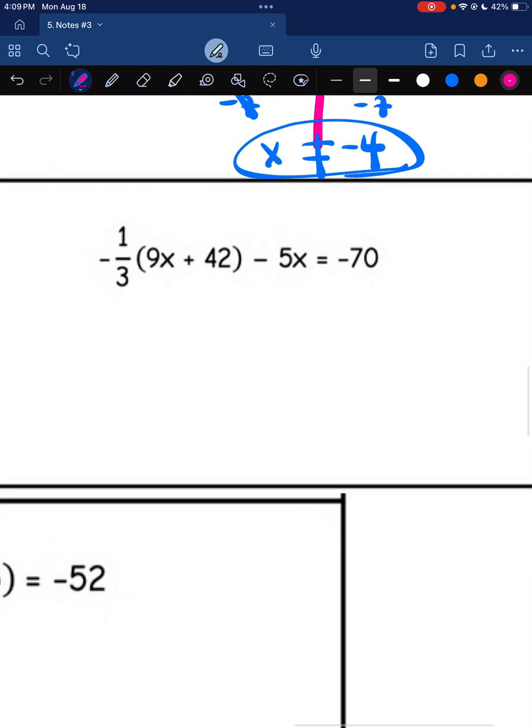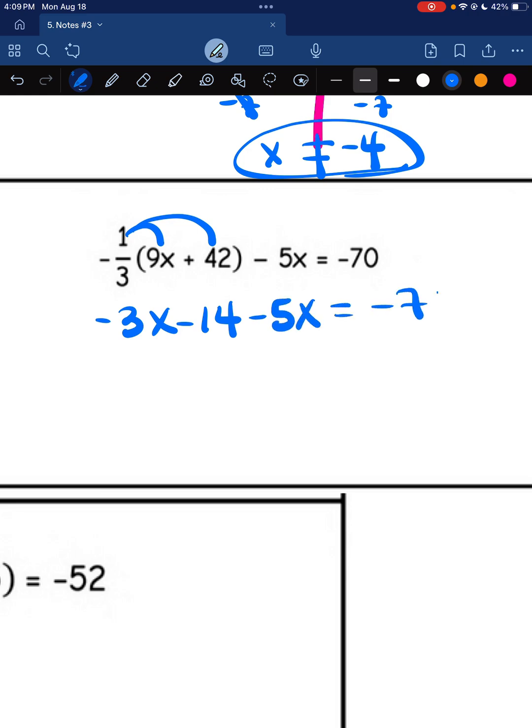Next one, step 1 is distribute that -1/3, which gives me -3x minus 14. Bring everything else down. And then step 2 is combine like terms. On the same side, I can combine this one and this one. So -3 minus 5 is -8x.